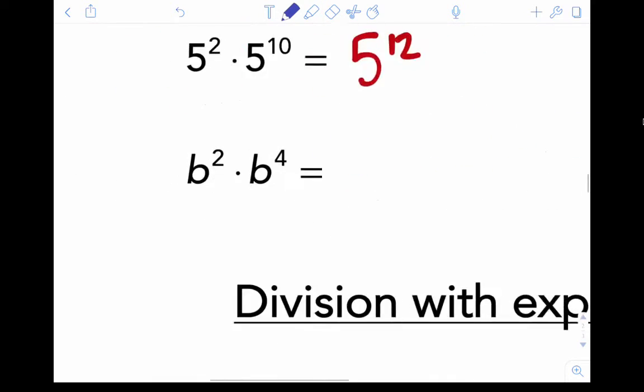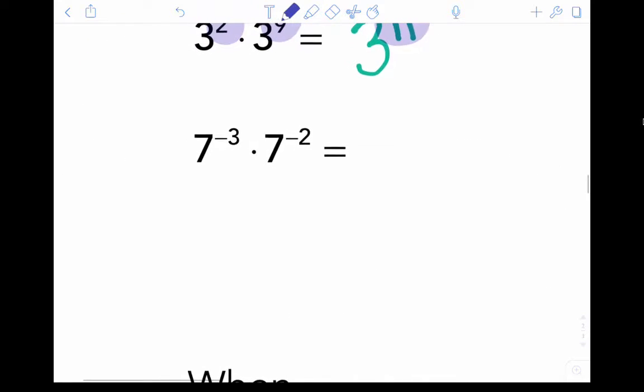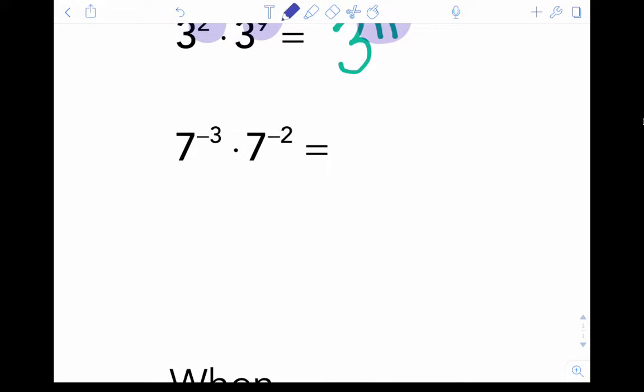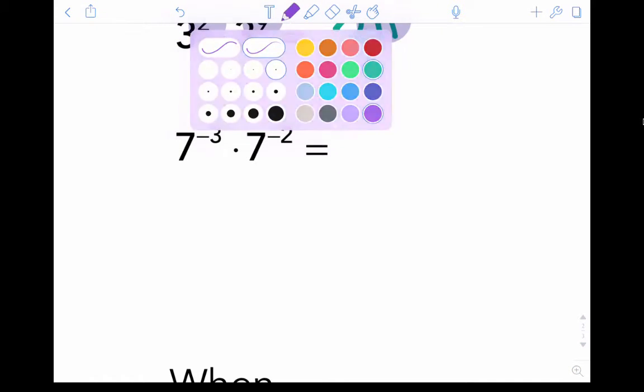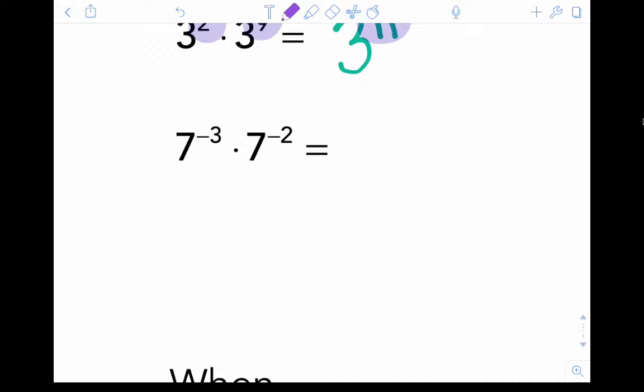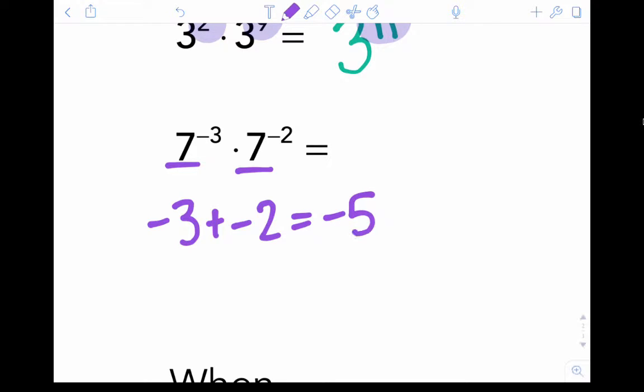Moving down to the second line, I have 7 to the negative 3rd times 7 to the negative 2nd. I need to be really careful with my negatives here. I'm multiplying numbers with the same base, so I'm going to add the exponents. I have negative 3 plus negative 2, and that's equal to negative 5. So I have 7 to the negative 5th.